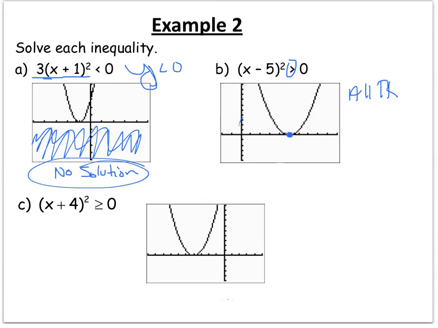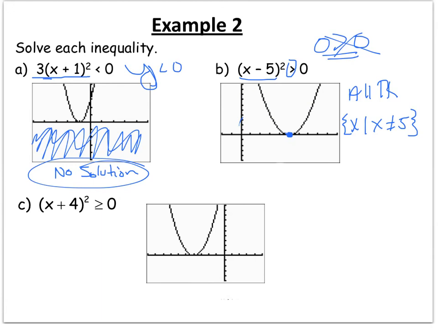Well, what's the 0 in this situation? 5. So our domain would be x, where x cannot equal 5. So everything but the number 5 works, because if I plug 5 in, it's going to be 0 greater than 0. And that's not a true statement. So that's the only number that doesn't work.